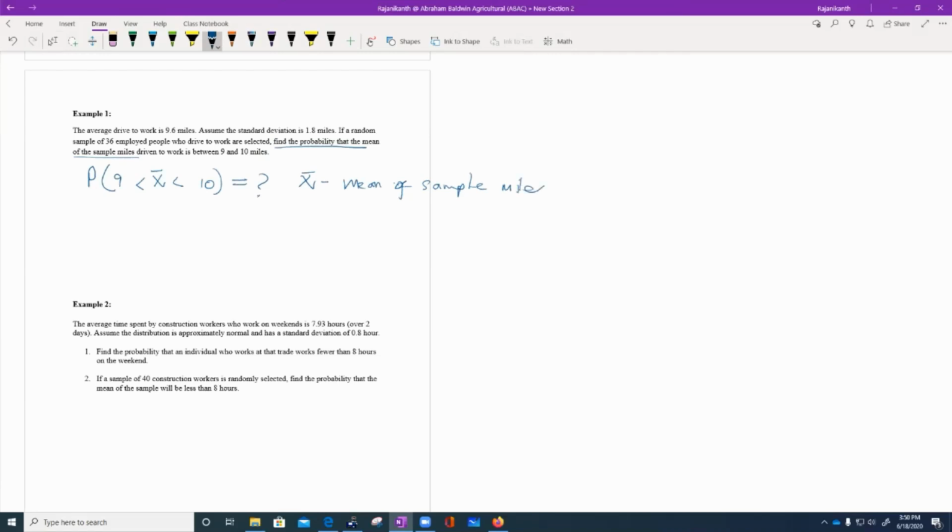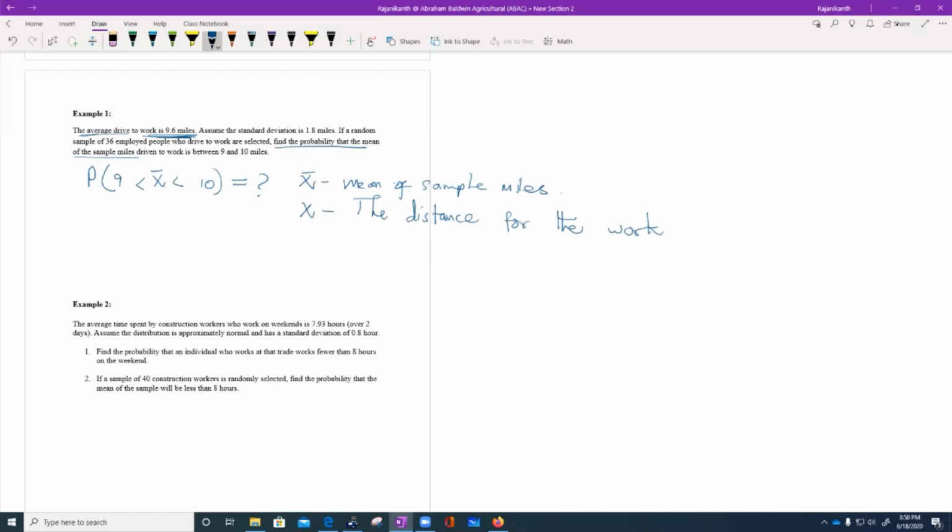So that is the meaning of x bar. And what is my x here? X is the original variable they are talking about at the beginning of the problem. The average drive to work is in miles, right? This is distance. So the distance for the work, that's my original variable x. Once you have the distance as your original variable, then x bar is nothing but the mean of the distance from your sample. That is why it is called the sample miles.